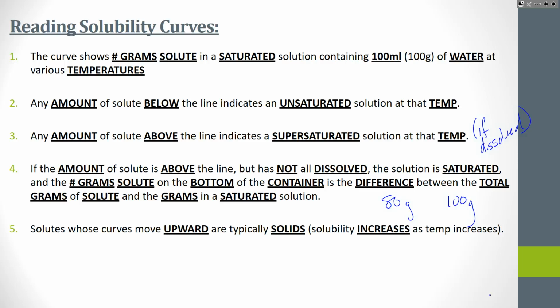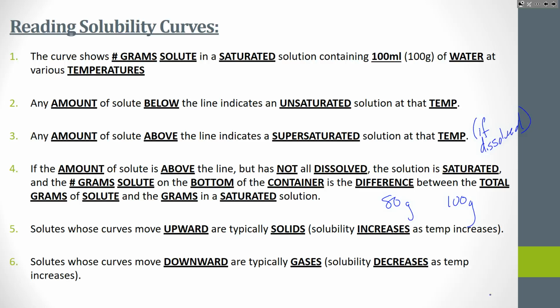Again, like I said earlier, solutes whose curves move upwards, in other words, their solubility increases with temperature, those would be solids. Any curves that move downward would be typically gases because their solubility decreases. It gets worse as the temperature rises or goes higher.